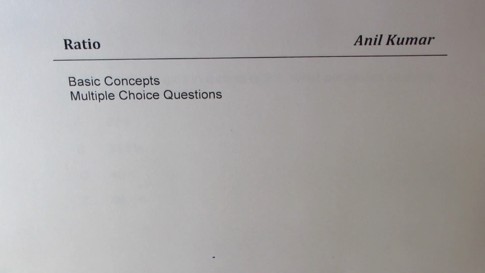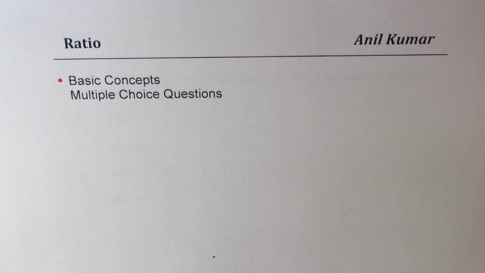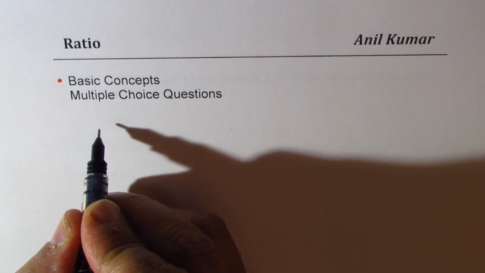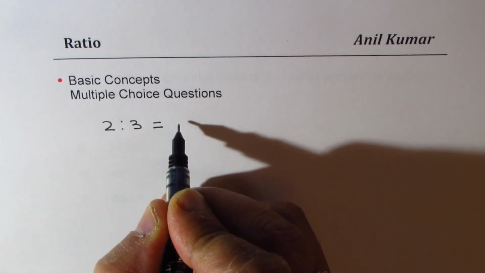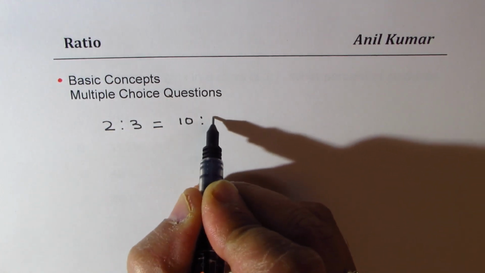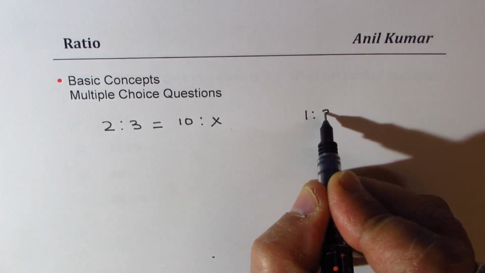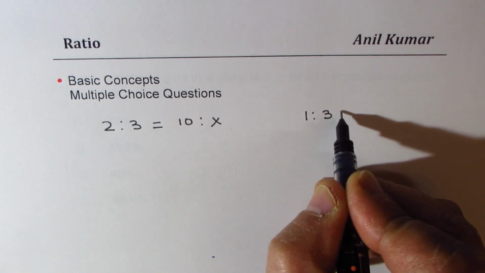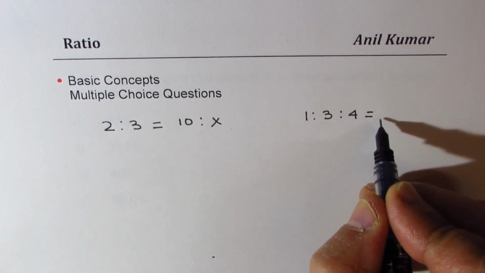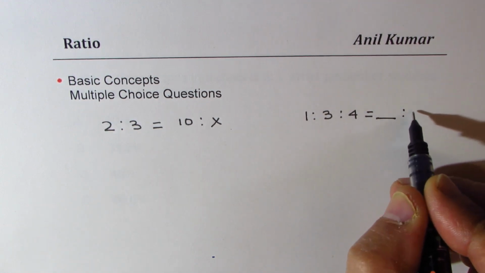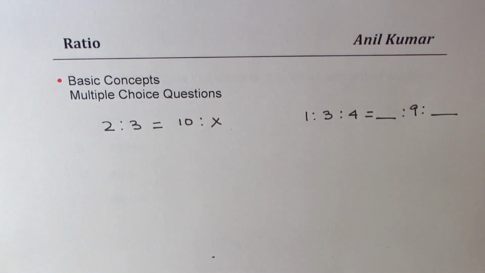Already seen the multiple choice question, and now let's talk about some very basic concepts. When we say ratios, we may write it something like this. We may write 2:3 is equal to, let's say, 10 is to what, correct? Sometimes we may have ratios involving more than one, right? So 1:2, 3:2, let us say 4 is equal to. And if I give you one of these numbers and keep the two missing, for example, I could have this as 9, then we need to find the missing numbers.